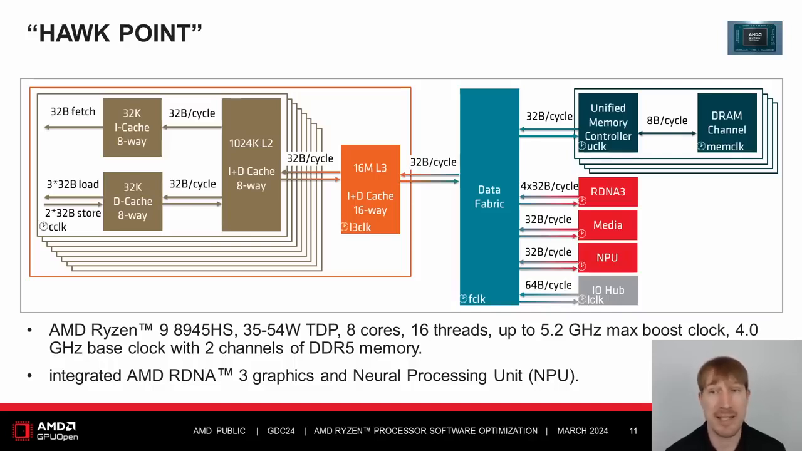RDNA 3 based integrated graphics, a multimedia hub, and a neural processing unit are present in this mobile processor. Some product configurations may feature up to 8.6 teraflops of single precision FMAC integrated graphics performance at 120 gigabytes per second memory bandwidth and up to 16 TOPS of Int8 NPU performance.